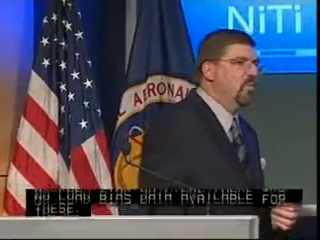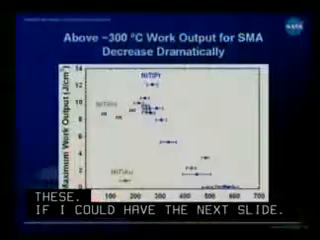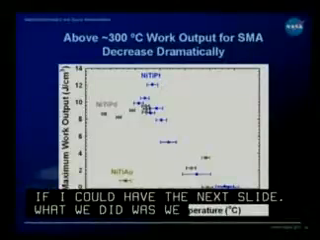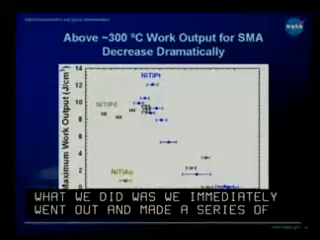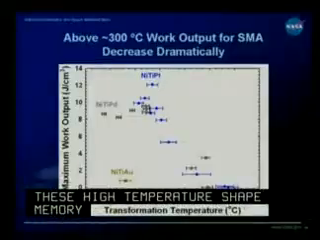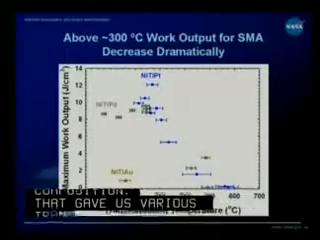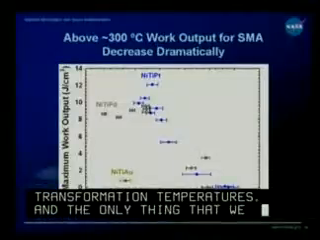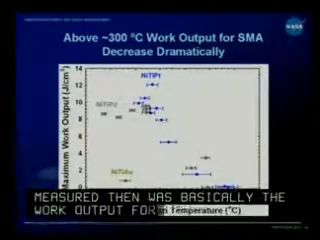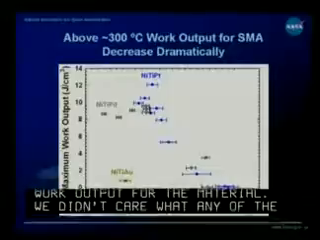What we did was we immediately went out and made a series of these high temperature shape memory alloys of varying compositions, and that gave us various transformation temperatures. And the only thing that we measured then was basically the work output for the material. We didn't care what any of the other properties are because we wanted to kind of screen these very quickly and find out what was going on.